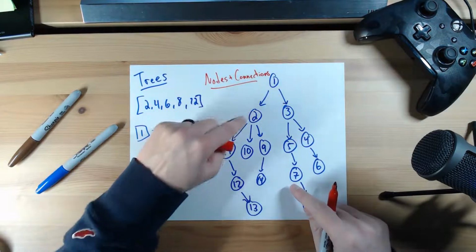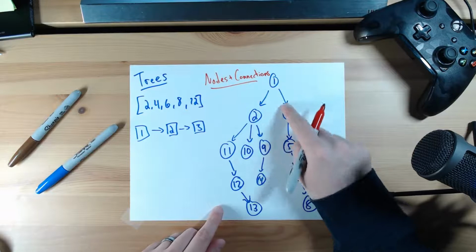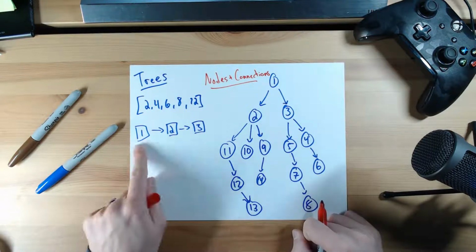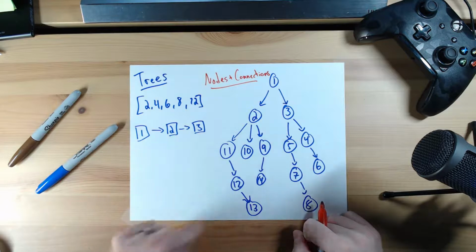So each of these is called a node. Each of these lines between them is called a connection. And this may be very similar to how you were taught linked lists as well, in that it's comprised of a bunch of nodes with connections between them, right?